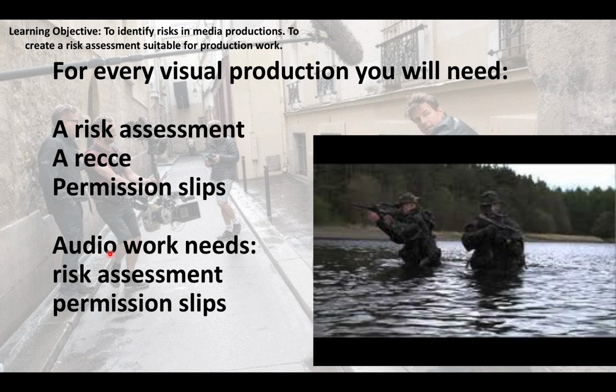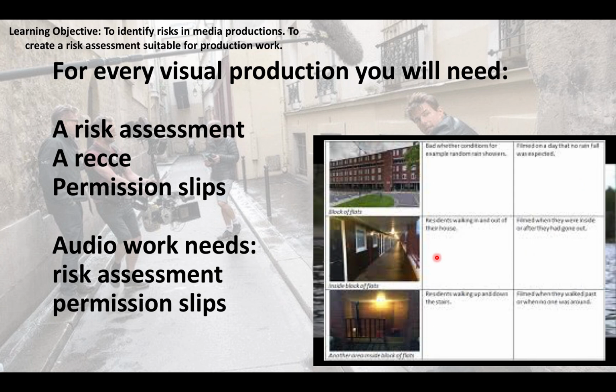If you're doing something like a podcast or an audio piece, you would just need a risk assessment and a permission slip. The recce, this is like an army recce, but the recce is there to help you decide how you're going to film something or shoot something and what might be the potential areas of concern. So, for example, you might take a photo for your recce, then in your chart talk about what could be potential issues, and then you could talk about what you're going to do to control those issues and how you're going to film on the day.